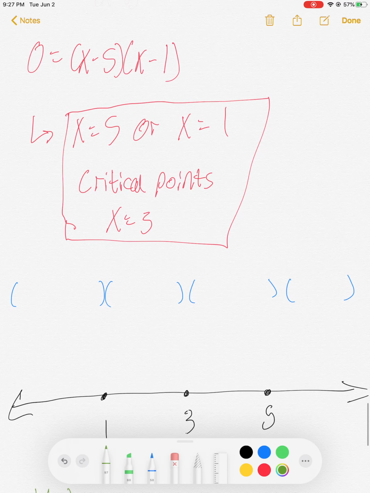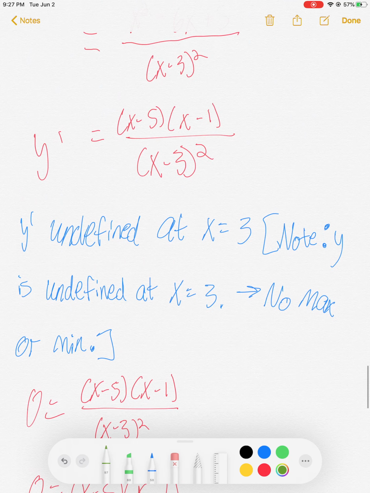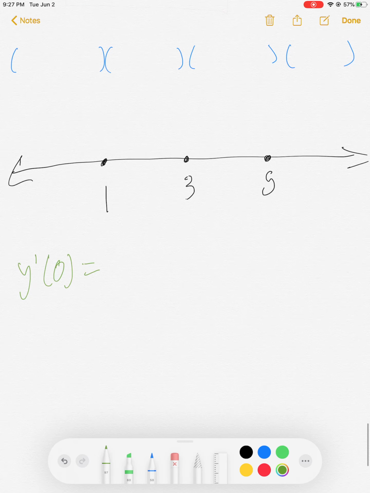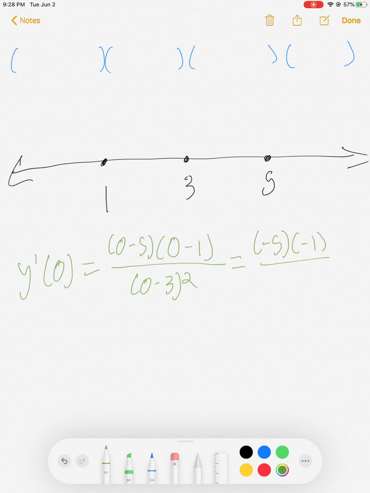Now I might go through these computations a little bit quickly. The point is we're going to do exactly what we've done before. So I'm going to plug in a point to the left of 1. So I'm going to use the point 0. And y prime is x minus 5, x minus 1 over x minus 3 squared. So that's going to be 0 minus 5, 0 minus 1, all over 0 minus 3 squared.